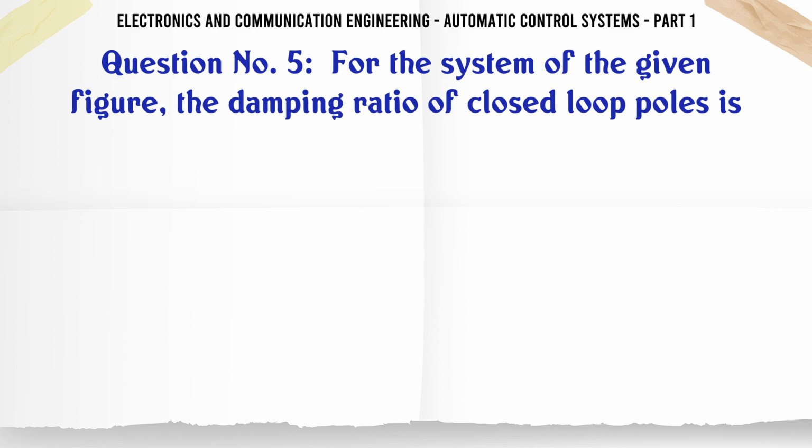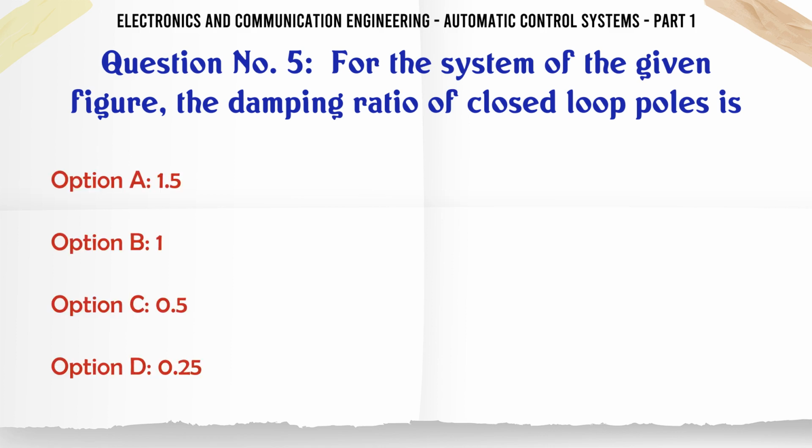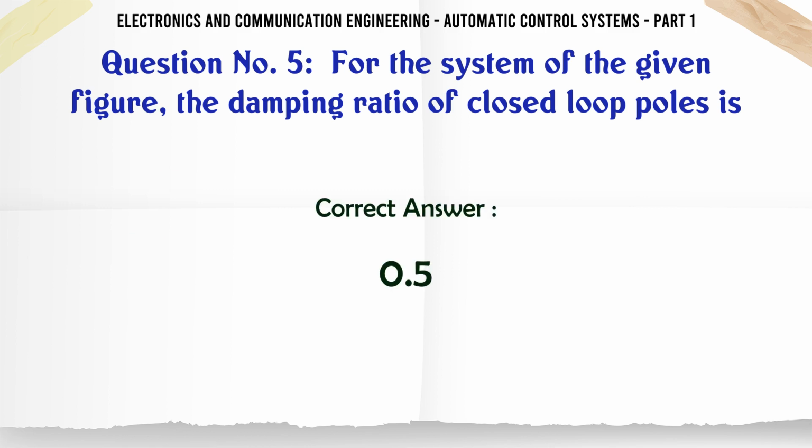For the system of the given figure, the damping ratio of closed-loop poles is A. 1.5, B. 1, C. 0.5, D. 0.25. The correct answer is 0.5.